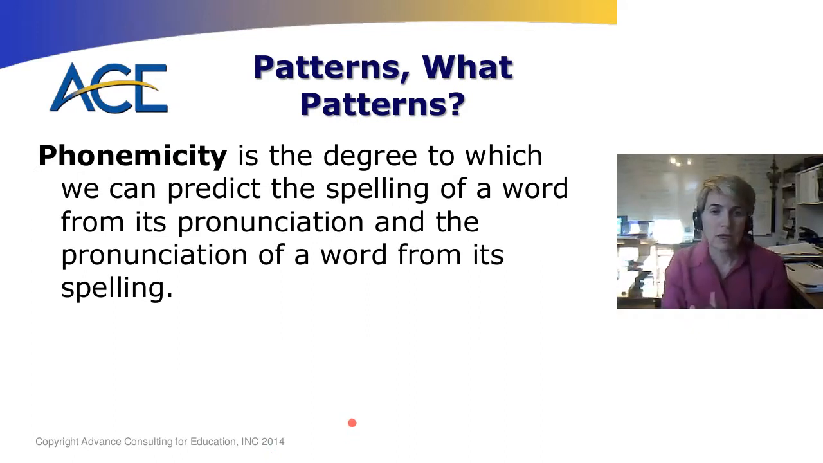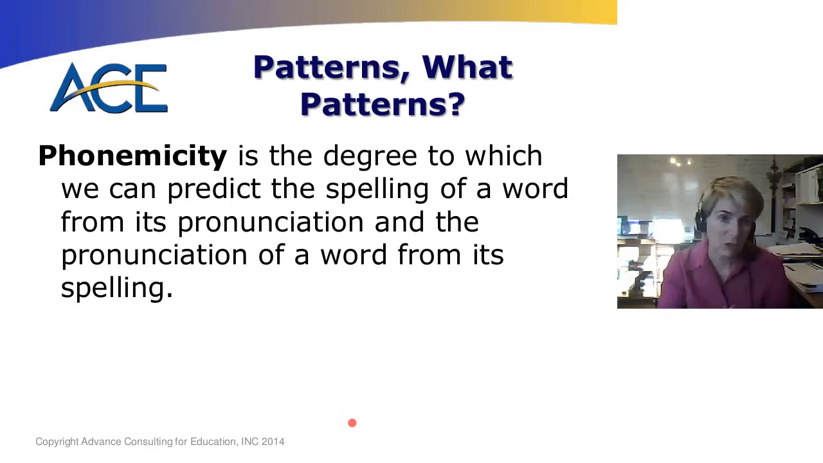So here's where we're going to talk about why English is so challenging as a language when it comes to spelling and putting our sound system into our writing system, like mapping the two together. And one of the terms that we need to define is phonemicity. And I can never say that, so if I mess up the pronunciation, you'll have to excuse me. It ties up my tongue a bit. So phonemicity is basically the degree to which we can predict how a word is spelled from its pronunciation, or the other way around, what the pronunciation of a word is from its spelling.